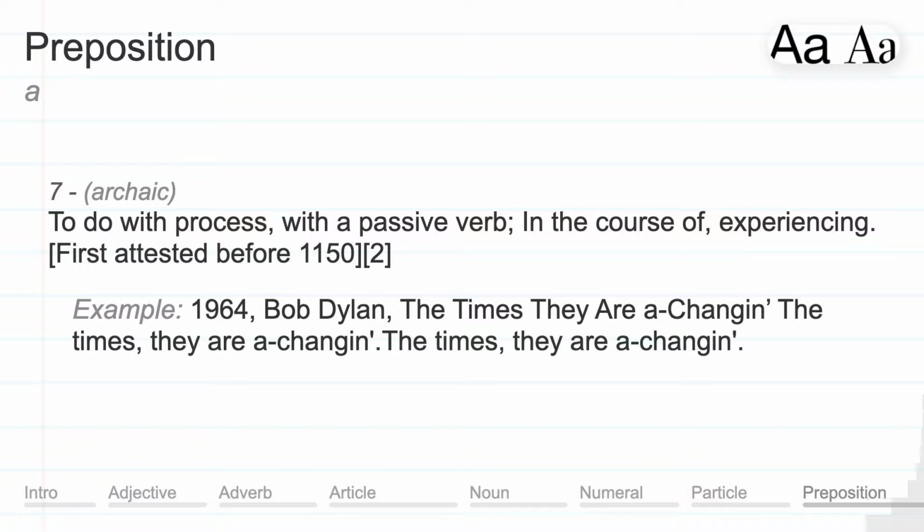To do with process, with a passive verb, in the course of, experiencing. First attested before 1150. 2. Example: 1964, Bob Dylan. The times they are a-changin'.